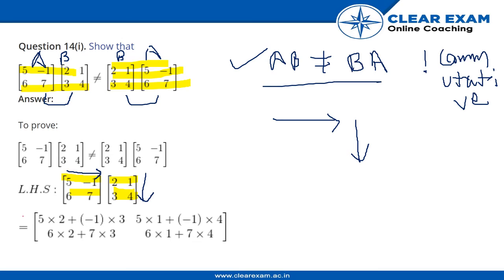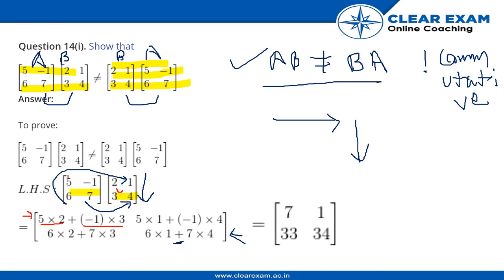Suppose we have to find the first element. We take the element 5 in the horizontal direction with the corresponding element in the vertical direction, that is 2. Then the corresponding element of -1 in the vertical direction is 3, and we multiply them and add them, that is 5 into 2 plus -1 into 3. Now let me erase it. Similarly, to find the last element, we multiply 6 into 1, and then 7 into 4, and then we add them.